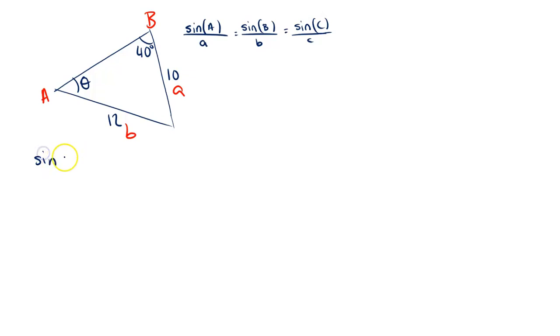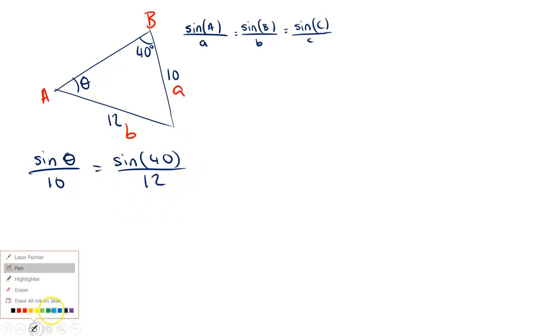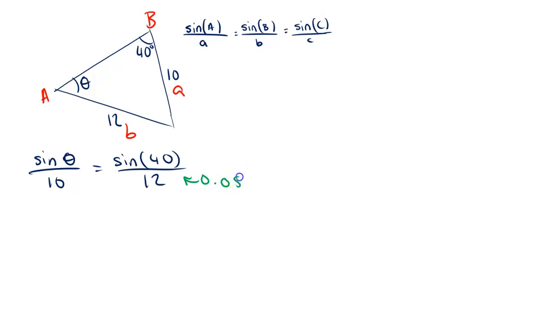So this time I have sine of A, which is theta, over lowercase a, which is 10, is equal to sine of 40 over lowercase b, which is 12. Now again, you could put the right-hand side into the calculator to work out what that is, and you will get that as being equal to 0.0535.